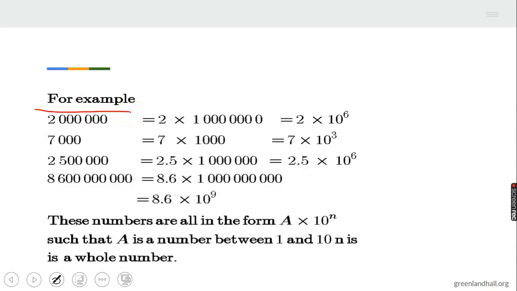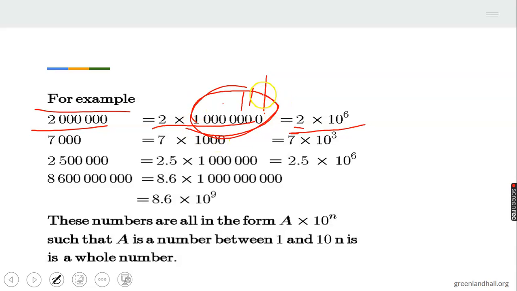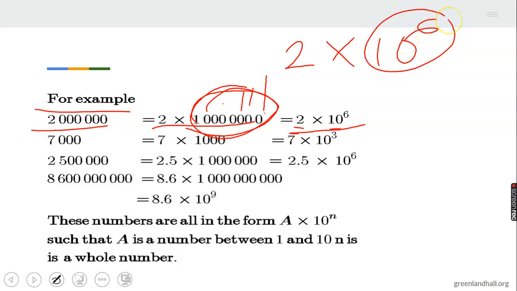For example, when you have 2 million, you can see 2 million can be written as 2 times 1 million. Now, counting the number of zeros, we have 6. That means we can have 2 times 10 raised to power 6. We write this in standard form, like we write it in index form, that is 10 raised to power 6, multiplied by 2. You can see we have two separate numbers. One is written separately, and this one is written in index form.